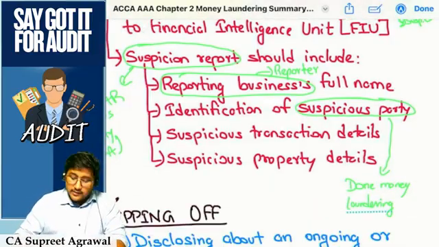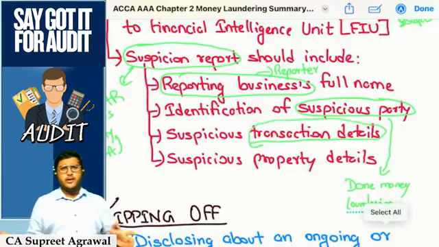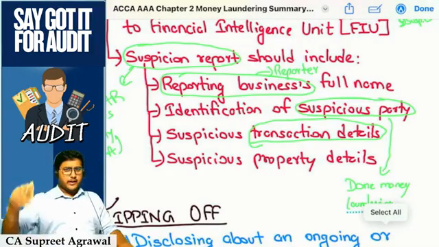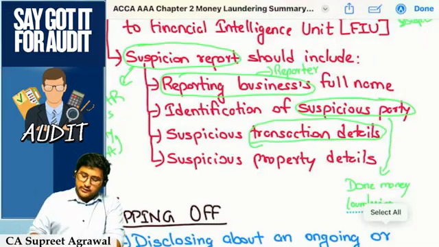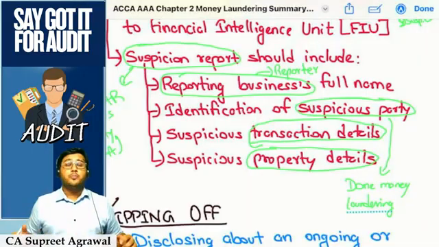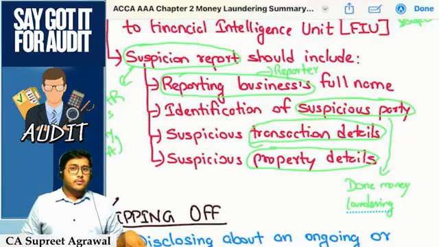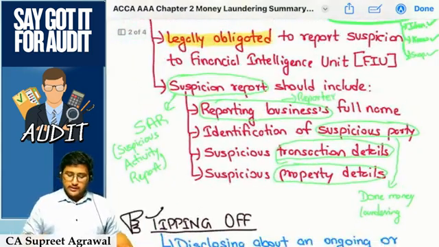Then suspicious transaction details. Transaction details should also be given. Otherwise, anybody would blame anybody, no? Without having any details, they might blame anybody for the purpose of revenge also sometimes. So that is why you have to give the details as well, transaction details as well. And sometimes the transaction is not there, however there is a property which has been identified as generated via criminal proceeds or illegal funds. So the property details in that case. Okay, so that is important over here.